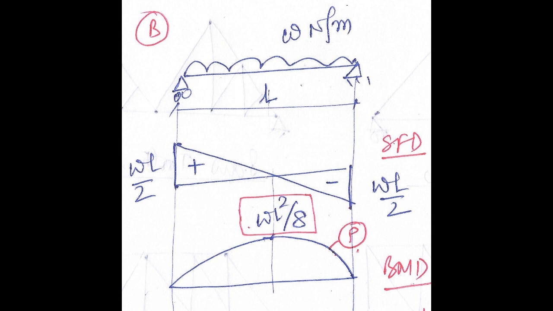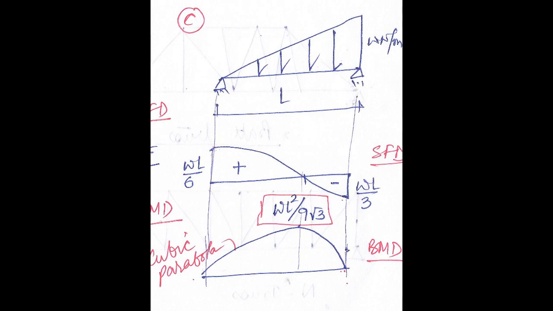Here I have written one word P and circled it, so it means the shape of the BMD is parabolic. Let us take another example. This is a simply supported beam of span L. This is a triangular load, so it is starting from 0 and its maximum value is W Newton per meter at the other end of the support.